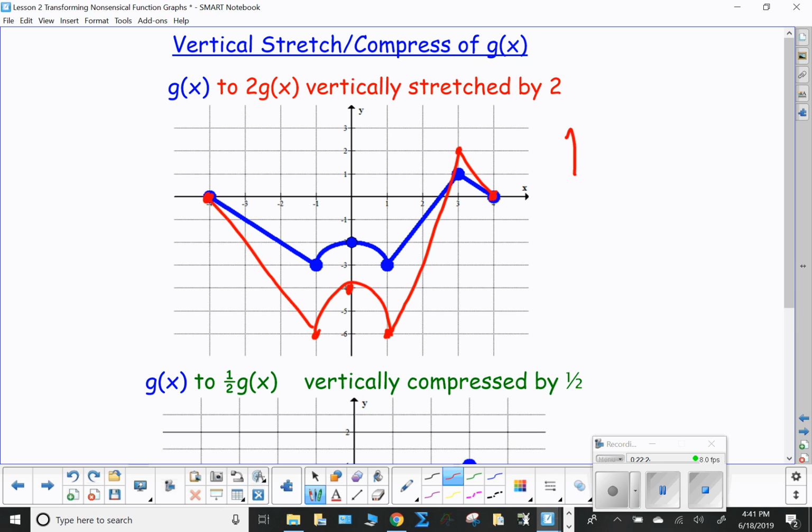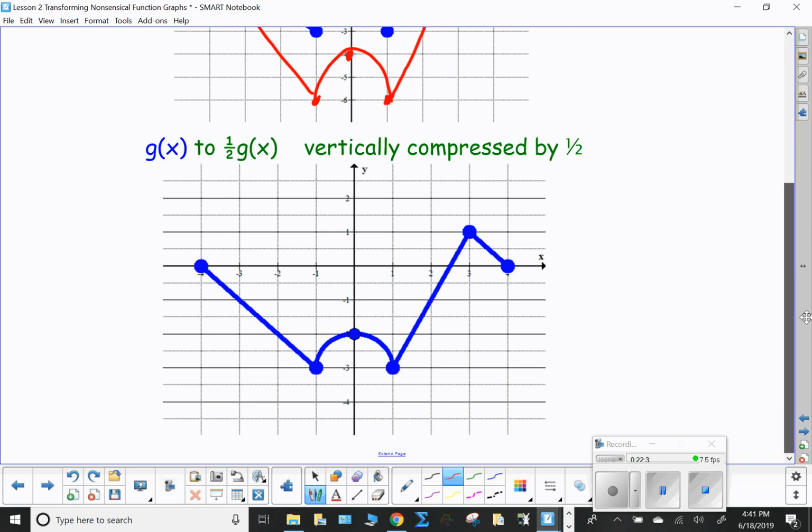We stretch above, we stretch below. We pull away from the x-axis when we're vertically stretching. When we're vertically compressing, we're going to press things closer to the x-axis. Down from above, up from below. If you're on the x-axis, you stay.